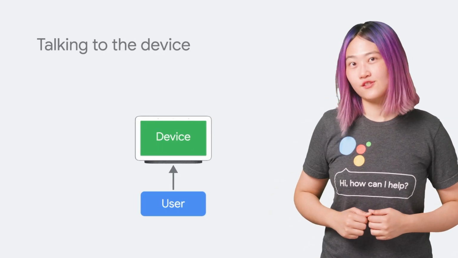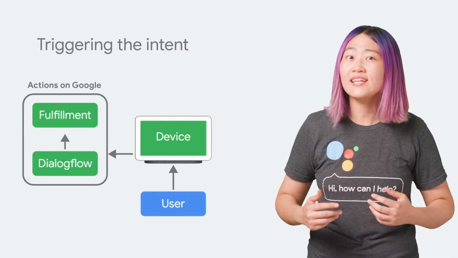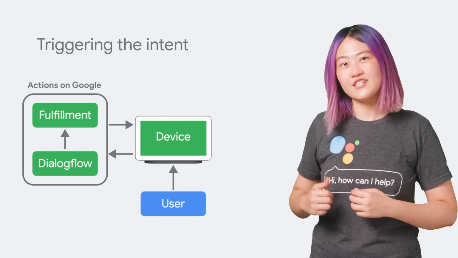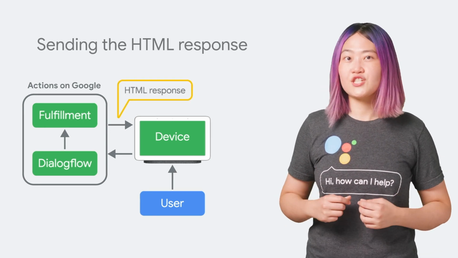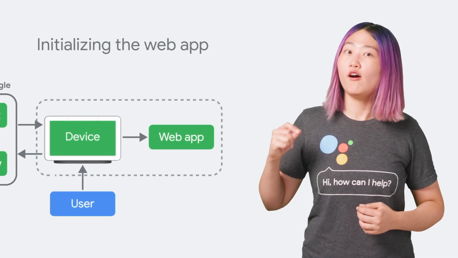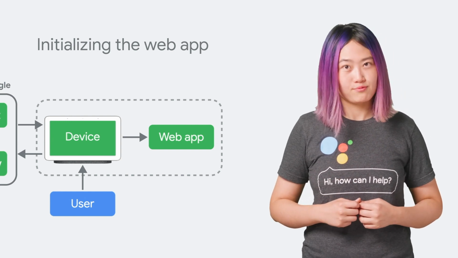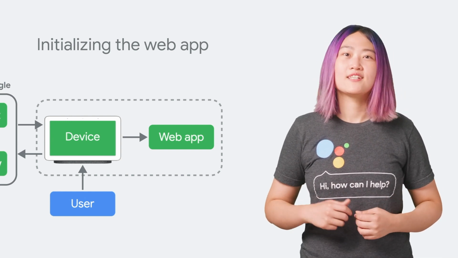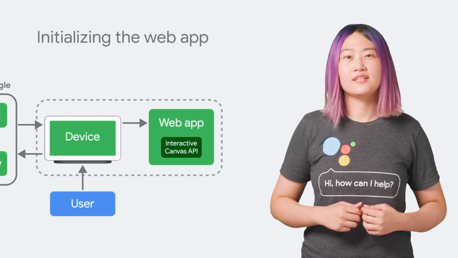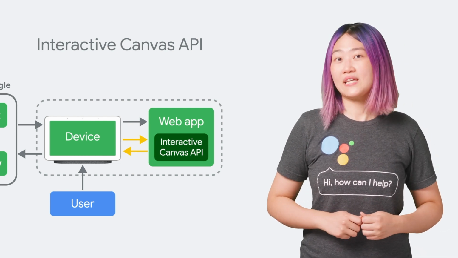Let's take a high-level look at how Interactive Canvas works. When a user speaks to a device with a screen, the user input is matched to a Dialogflow intent, which then invokes your fulfillment logic to send an HTML response. This HTML response lets the device know what web page to render. It will also execute the JavaScript included on the web page as a part of the page loading process. All this works like a traditional web app with the addition of the Interactive Canvas API that allows you to handle fulfillment events and invoke intents.